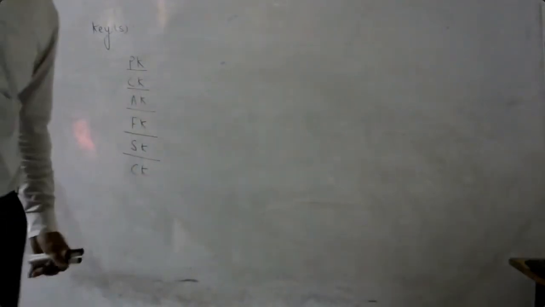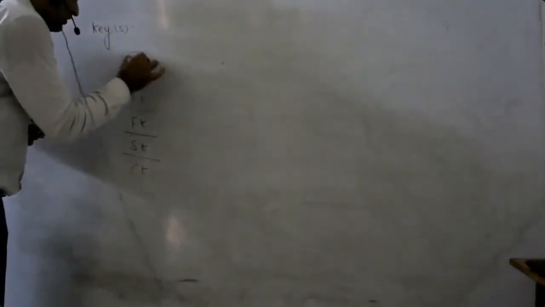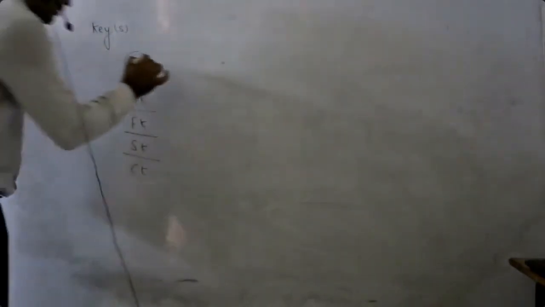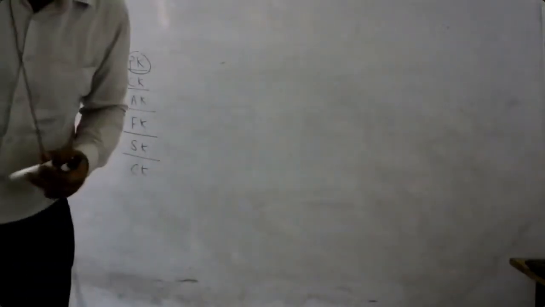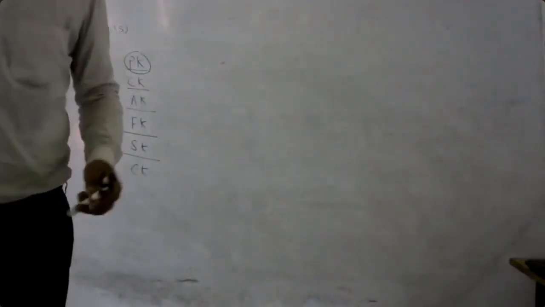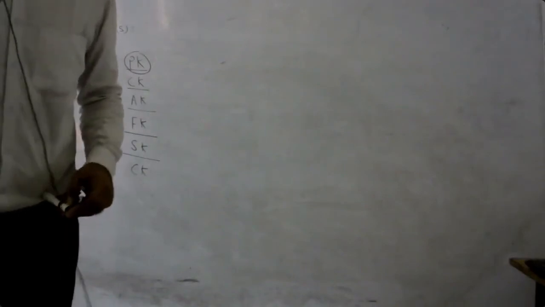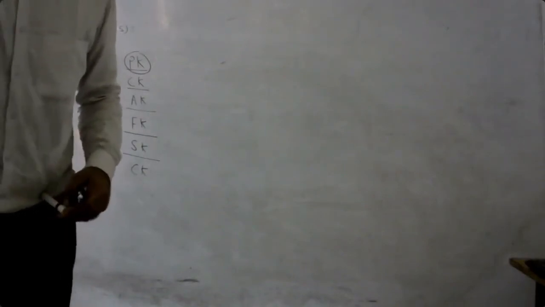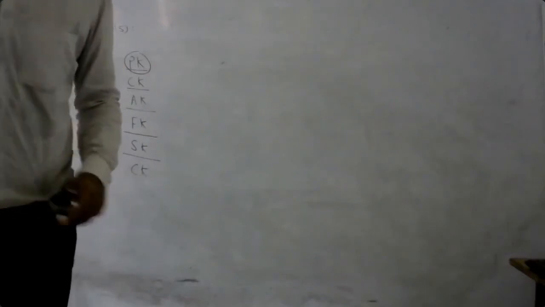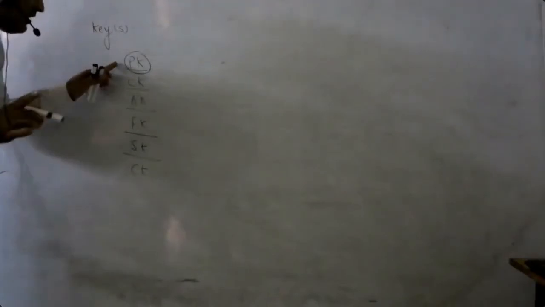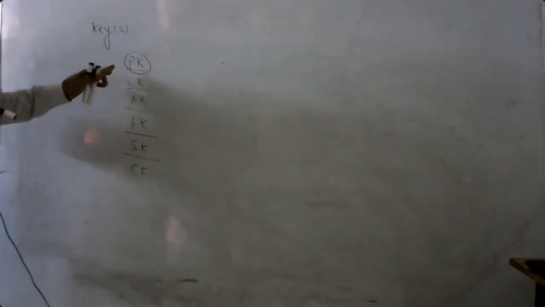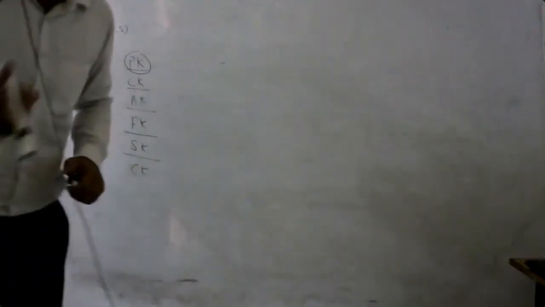So if we talk about a relation, meaning a table, or more than one table, what is a primary key? Each and every relation must have a primary key. Why does each and every relation have a primary key? So that we can uniquely identify the tuples.